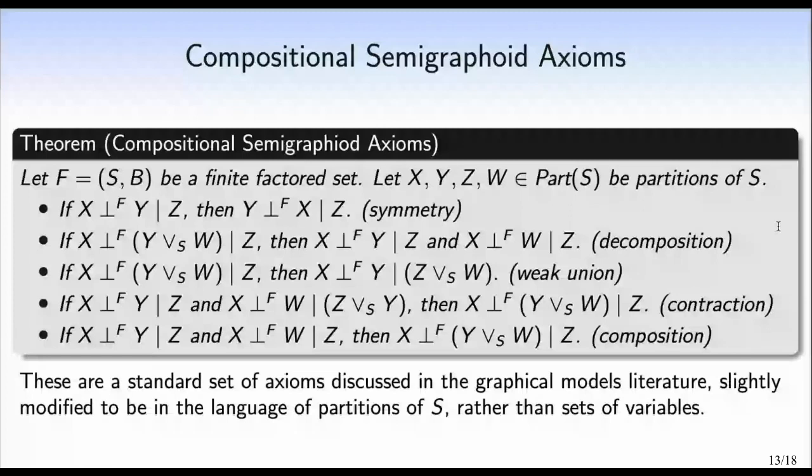They're modified slightly, because usually when people talk about the semi-graphoid axioms, they talk about lists of variables. And instead of taking a common refinement, they'll union together the lists of variables. And we're in a different ontology, where instead of having lists of variables, we just have partitions of a set. So there's a slight modification from the way people normally talk about this, but our conditional orthogonality satisfies these compositional semi-graphoid axioms, which is kind of saying they're pretty well behaved.